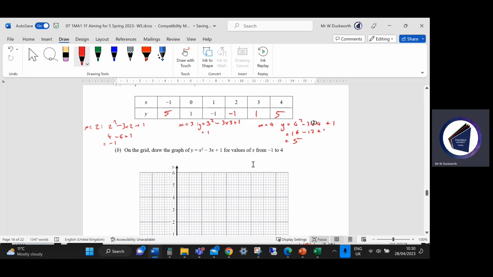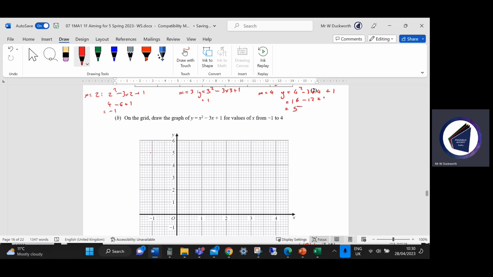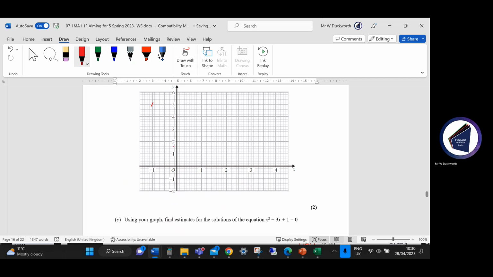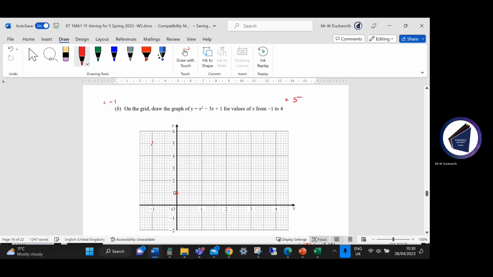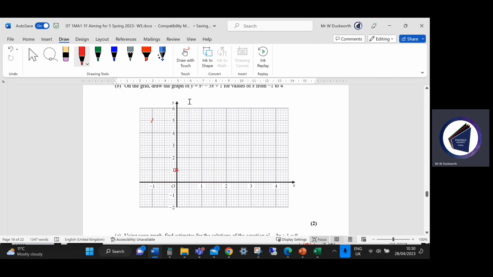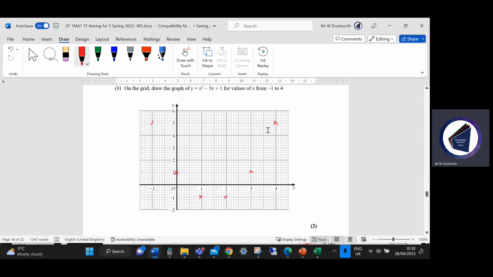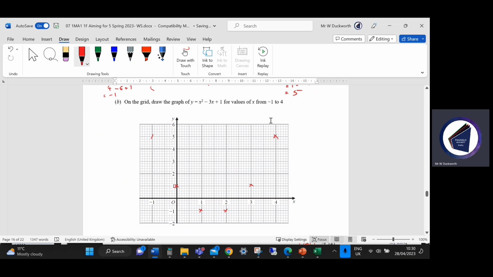So each one gives us a coordinate, minus 1, 5, 0, 1, 1 minus 1, 2 minus 1, and then I can kind of match these points. Let's double check the last few, 4 and 5, 3, and there we go. So my next job is to join those with as smooth a curve as I can.